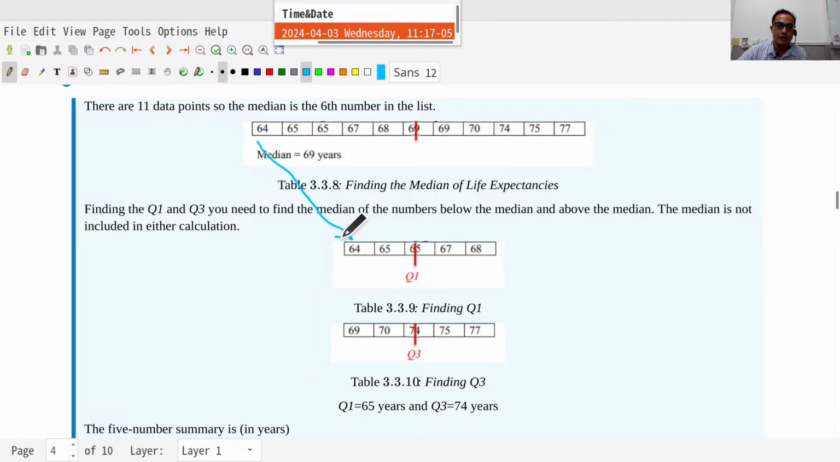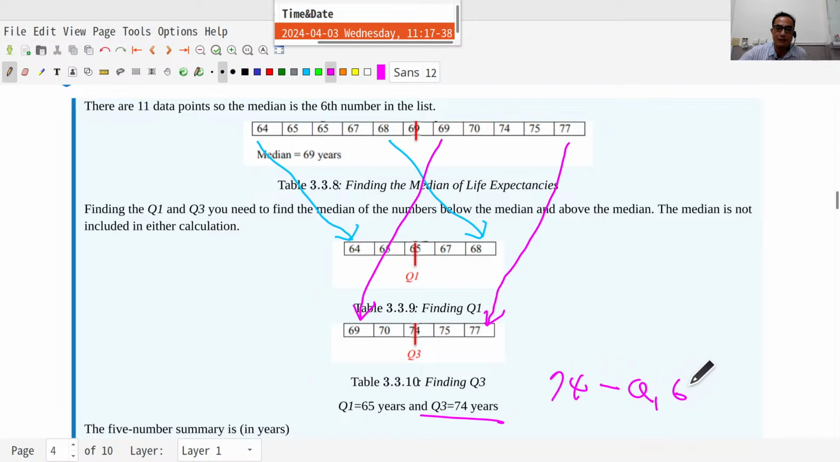64 is here. 68 is here. Okay, then 77 is here. Then it is easy to find Q1 and Q3. Q1 and Q3. Thus Q3 74 minus Q1, that is 65. Thus the IQR is 9.